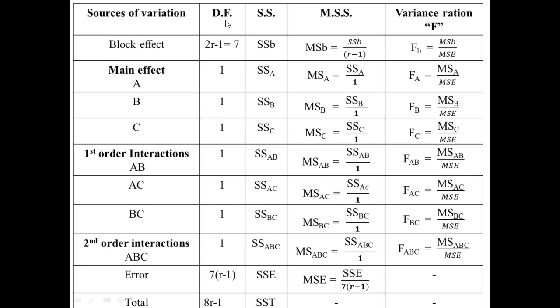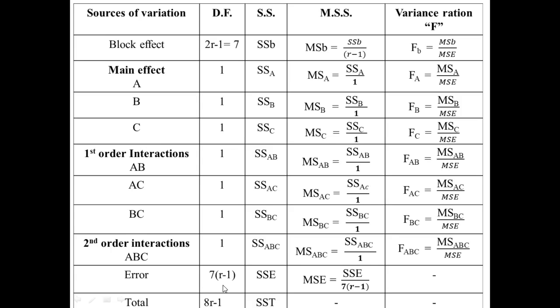In the second column we have degrees of freedom. For block effect we have degrees of freedom 2r minus 1. Here we consider 4 blocks in which we confound a different interaction effect. So 2 into 4 is 8, 8 minus 1 is 7. So for this block effect, degrees of freedom is 7. Then for main effect and interaction effects, we have degrees of freedom 1.